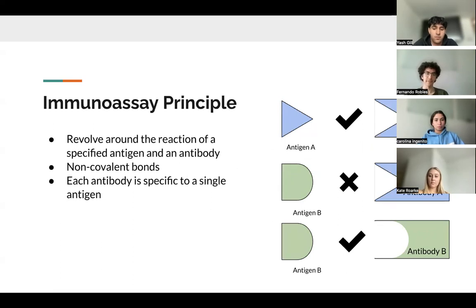So pregnancy tests are immunoassay tests, which revolve around the reaction of a specified antigen and an antibody. Antibodies bind to antigens through non-covalent bonds, and each antibody is specific to a single antigen due to their own unique chemical structures.